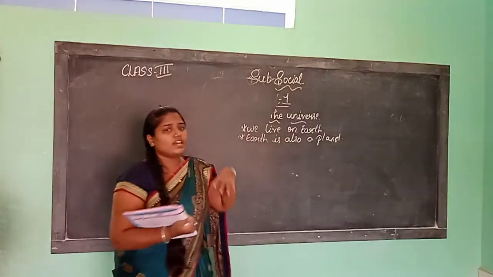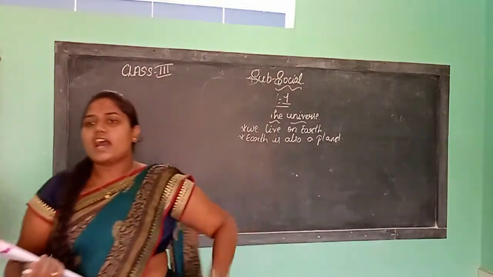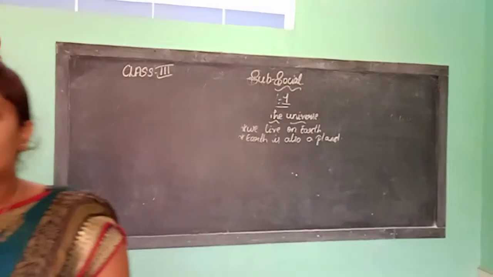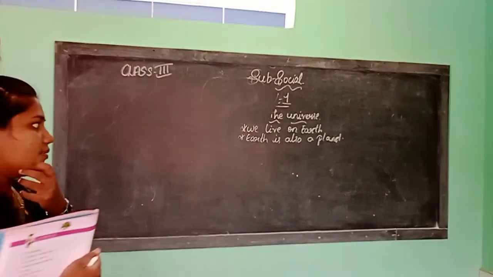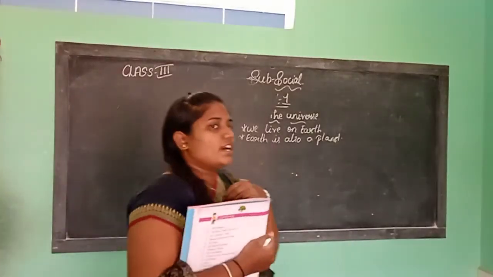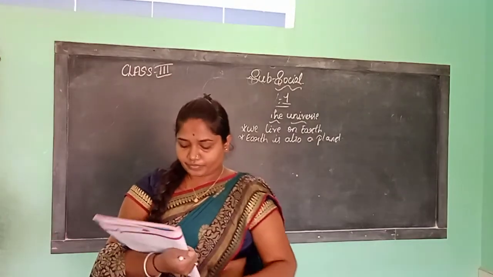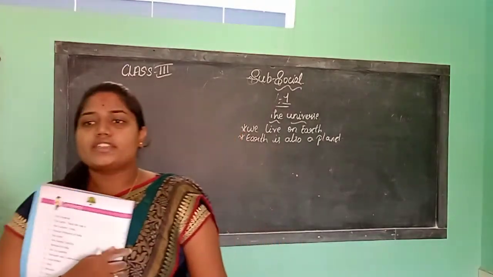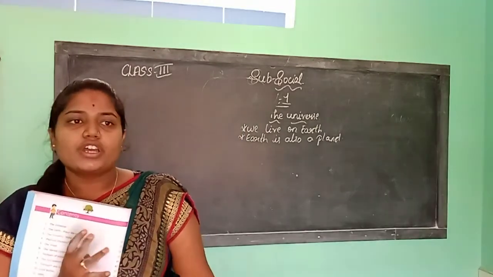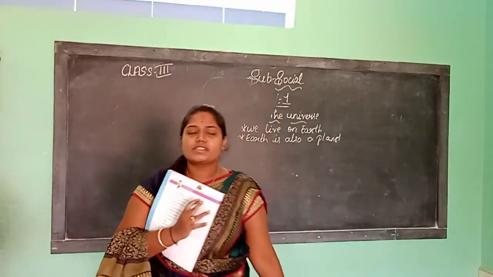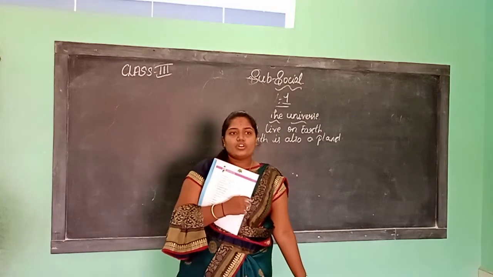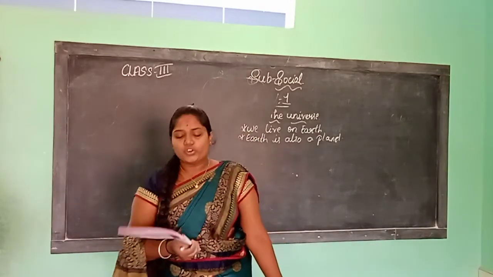What can we see at night time? We can see stars and the moon at night time. What can we see in the daytime, children? We can see the sun and the formation of clouds in the daytime. So the sky is very big, no? We cannot see the end of the sky.